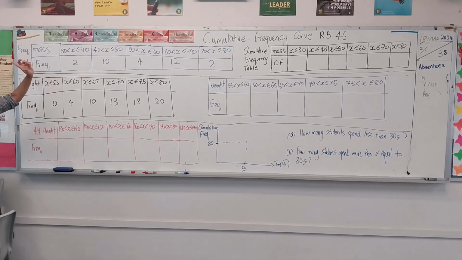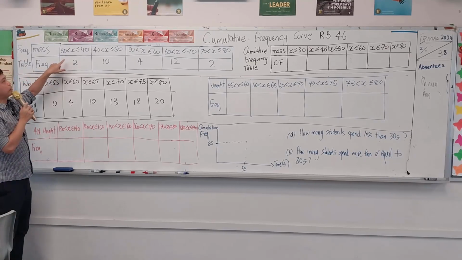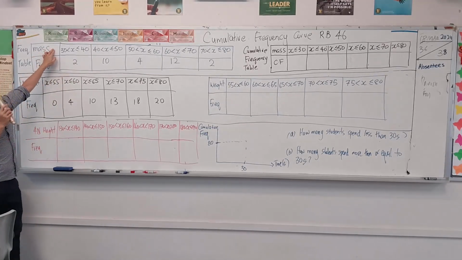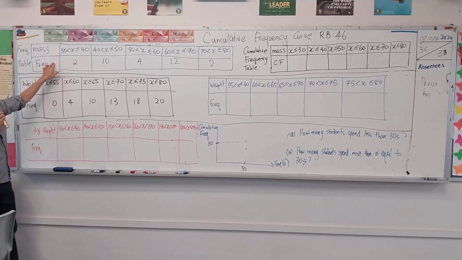Okay, so today we are going to do the topic on cumulative frequency curve. Now look at the table here. This table is called the frequency table. You have seen it before already. The top one is your x value. The bottom one is your frequency.